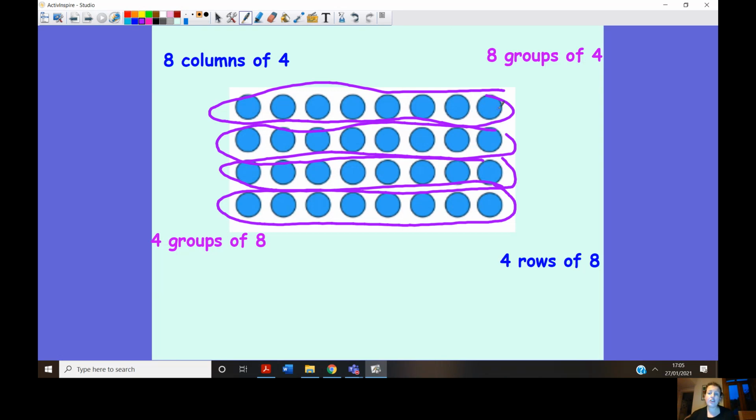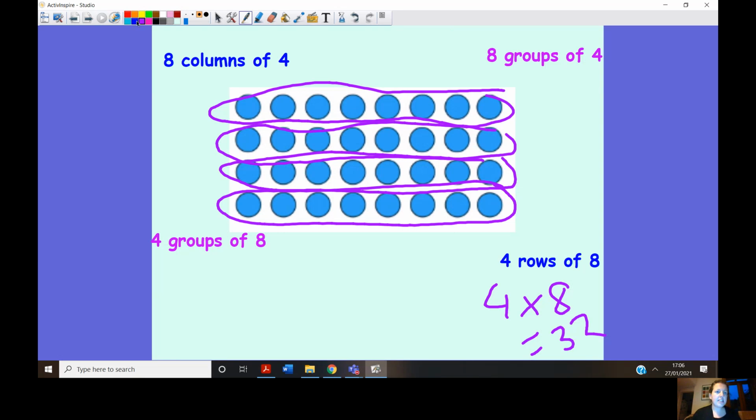So I'm just going to count each group, and then I'm just going to be adding it. So follow with me. 1, 2, 3, 4, 5, 6, 7, 8. 16. 1, 2, 3, 4, 5, 6, 7, 8. 24. 1, 2, 3, 4, 5, 6, 7, 8. 32. So 4 rows of 8 is equal to 32. 4 groups of 8 is equal to 32.